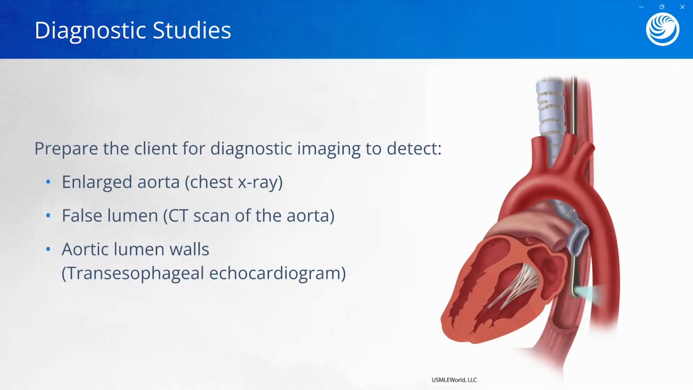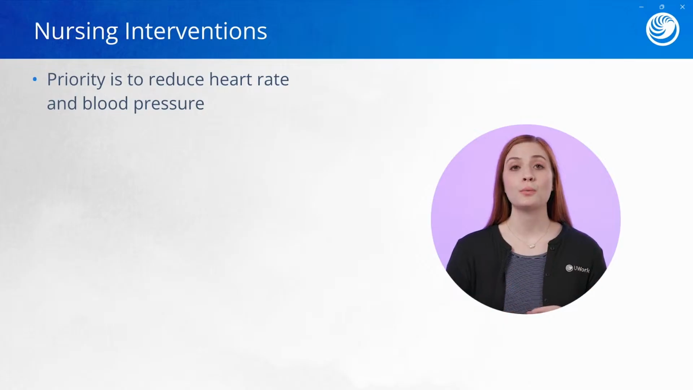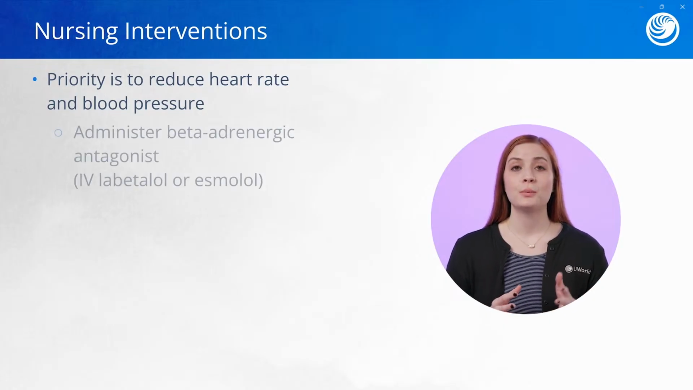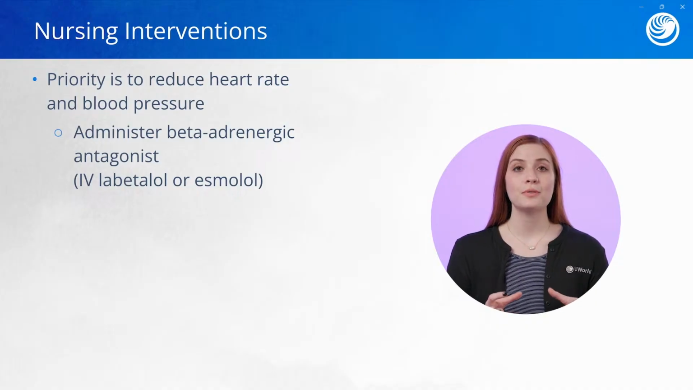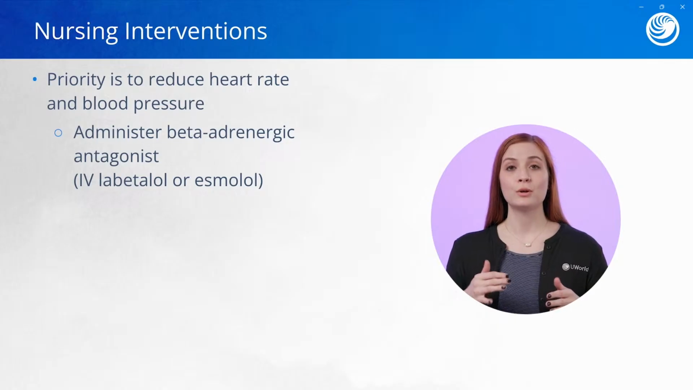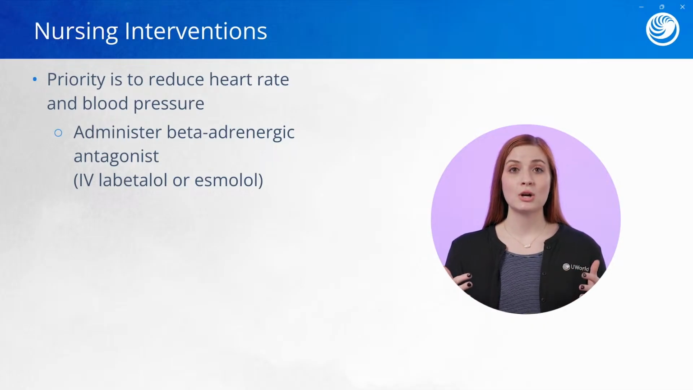The priority intervention in aortic dissection is to reduce the heart rate and the blood pressure. We need to administer beta-adrenergic antagonists such as labetalol or esmolol. These drugs are going to lower the heart rate. Now, it's important that we lower the heart rate first before we lower the blood pressure. If we lower the blood pressure first, then try to lower the heart rate, we could end up with reflexive tachycardia. Reflexive tachycardia is only going to increase the pressure on the aorta and make the client's condition worse.